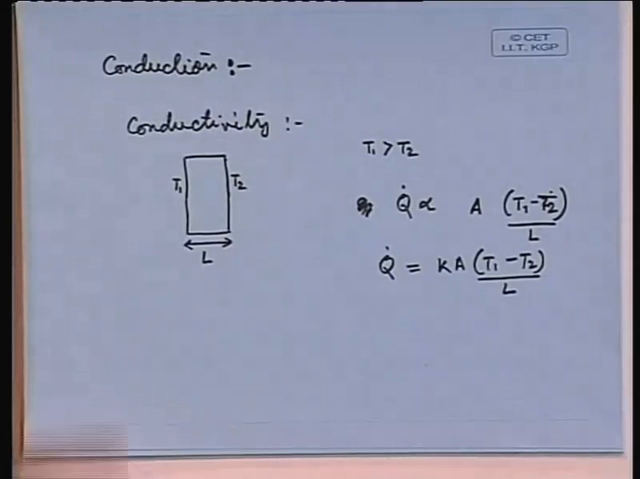We will see that the amount of heat transferred will be different for different types of materials when the wall materials are different. So, the constant of proportionality is a function of the material, or a material property. This property we call conductivity.